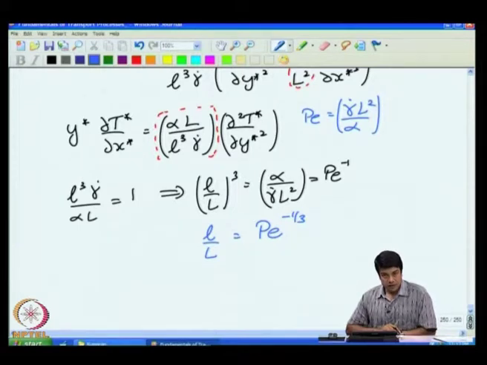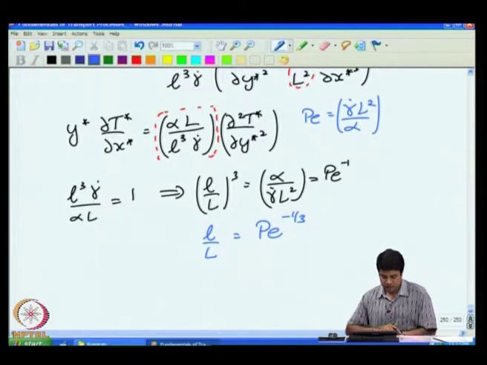So, what this is telling me is that in the limit as the Peclet number becomes large, there is a length scale, a length very near the surface, small l, over which diffusion is comparable to convection, and that value of small l decreases as Pe power minus 1/3 in the limit as the Peclet number becomes large.